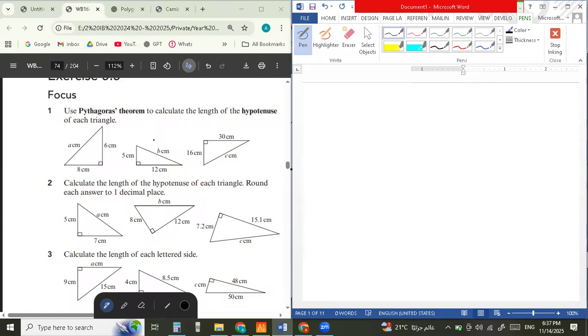Okay, here, the first page, as you see over here, they have similar questions. And I hope actually that you are familiar with these questions.